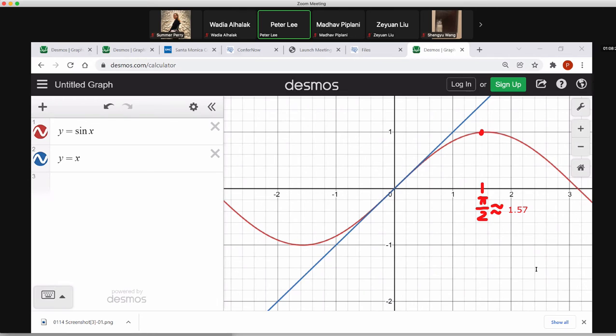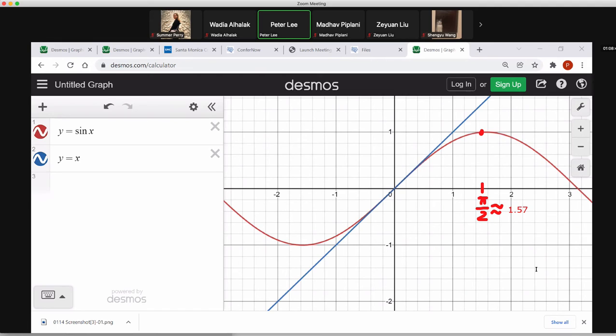So x is not 90 here. It's not the point 90, 1. It's actually about pi over 2, 1. So what I'm letting you know is that for all the graphs, the default unit is radians. It's not degrees. Okay? And then now I'm comparing that to y equals x.